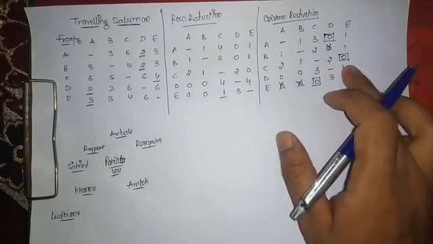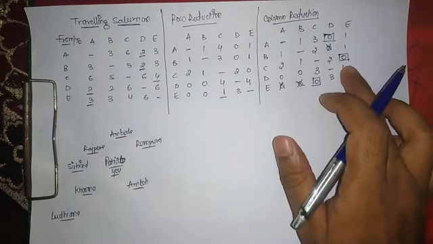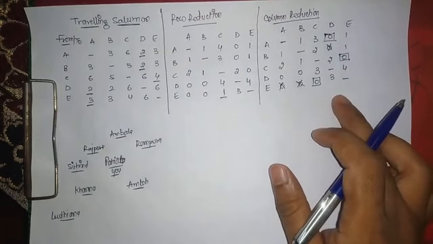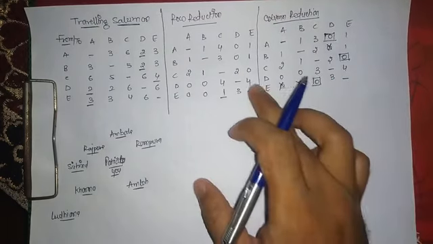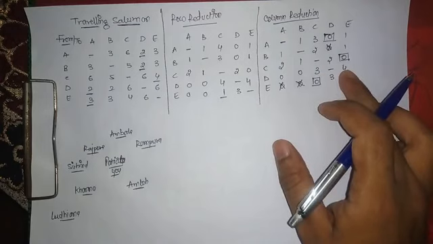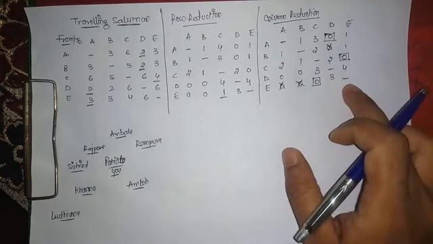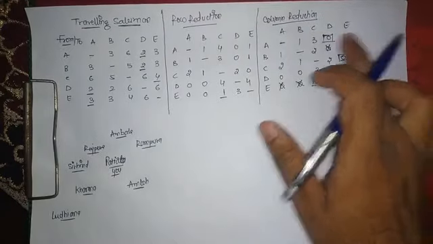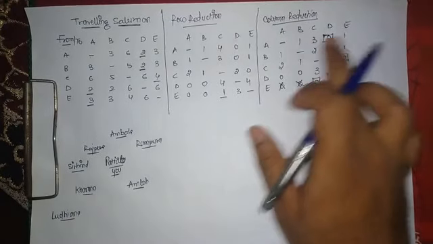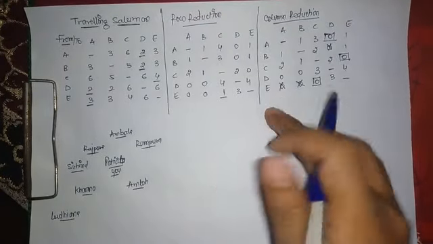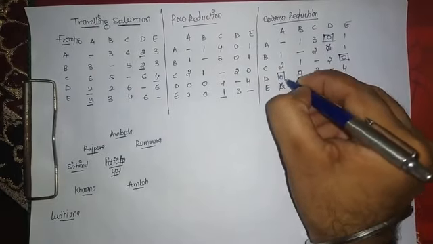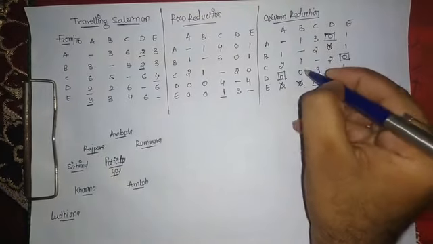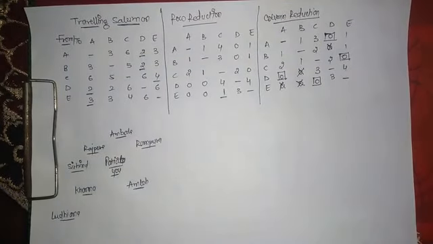Now, is there any single zero in the fourth row? No. Is there any single zero in the fourth column? Yes, but those have been assigned or crossed. Fourth row, fourth column, fifth row? No. Fifth column? No. Again we start from the first row. Is there any single zero in the first row? No. In the first column? Yes. So we make an assignment to this, and we have to cross the zeros corresponding to that.